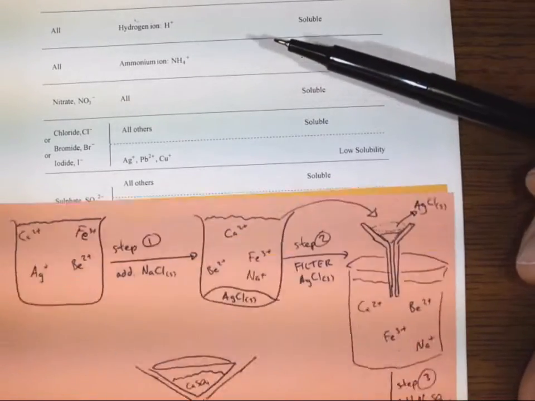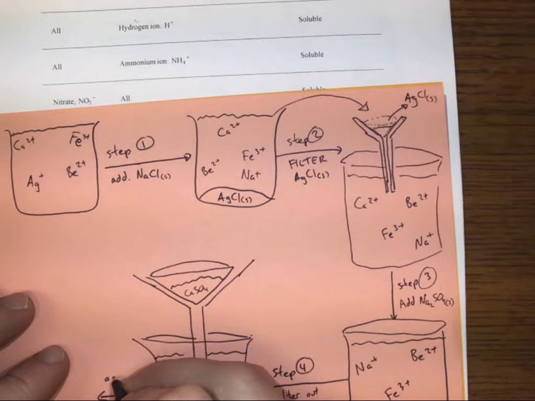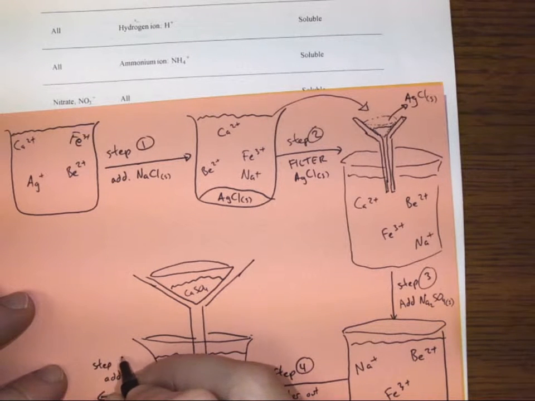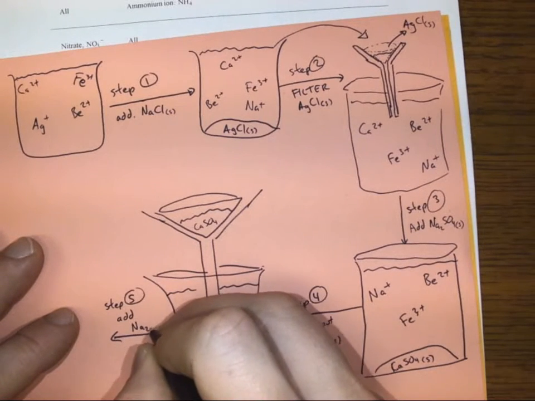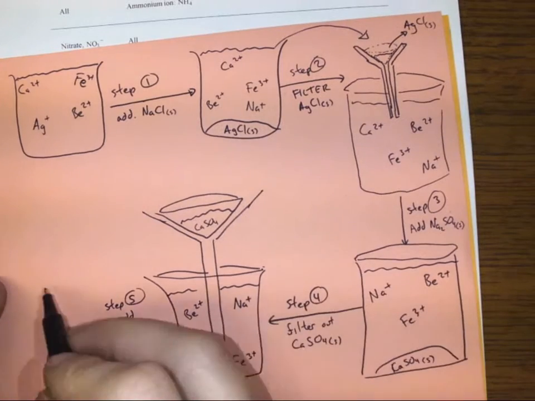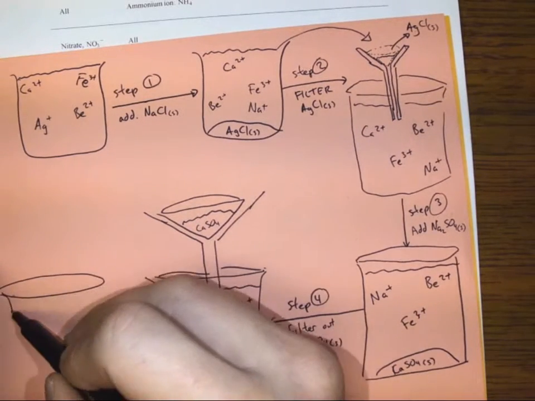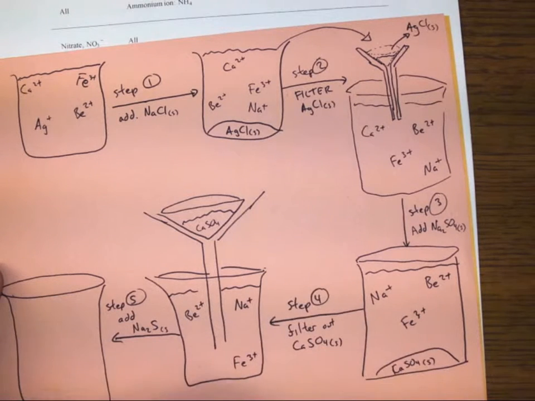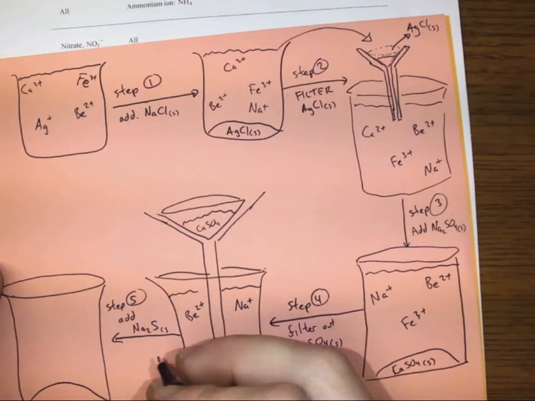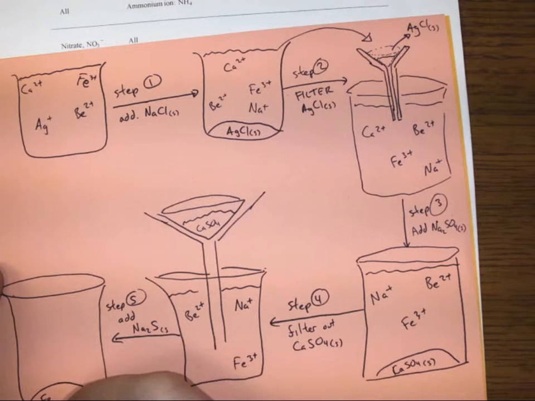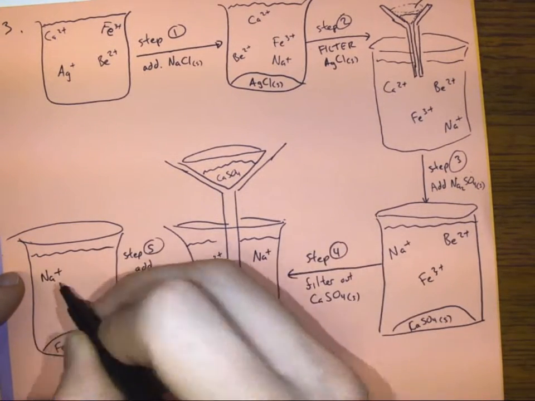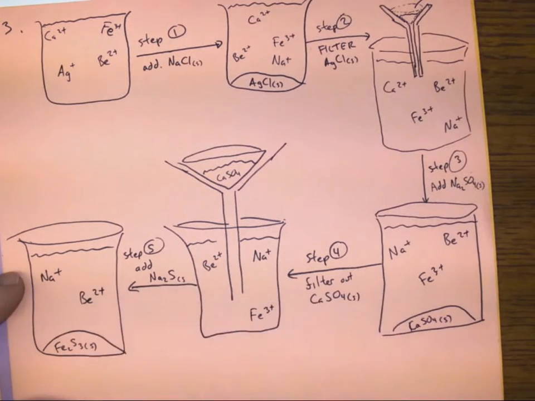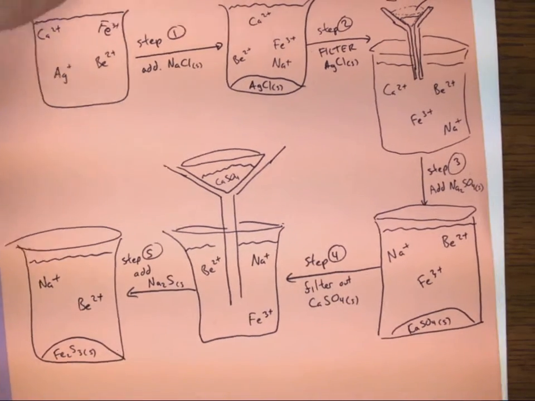So actually, it looks like we'll add a sulfide compound. So we'll add, this will be step 5. We'll add sulfide, and we've been adding sodium with our ions, so we'll add sodium sulfide. And that's going to create a, what did we say? Iron sulfide solution. Fe2S3, that's going to be solid. Oops. And what are we going to have left? We're going to have sodium ions, and we're going to have beryllium ions. Okay.